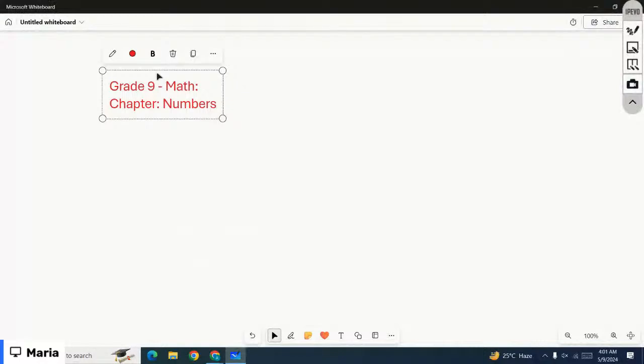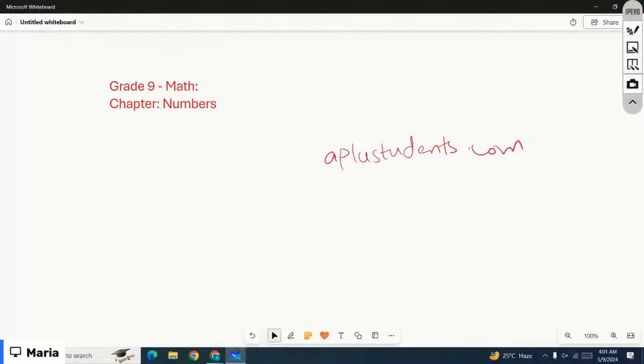We are here for grade 9 math. You can find all the lessons on aplusstudents.com. You have to log in there using your email address and password as provided by the administrator. Then you have to select math from the subject tab, scroll down to grade 9 and then click on view all lessons. There you can find a list of the chapters.